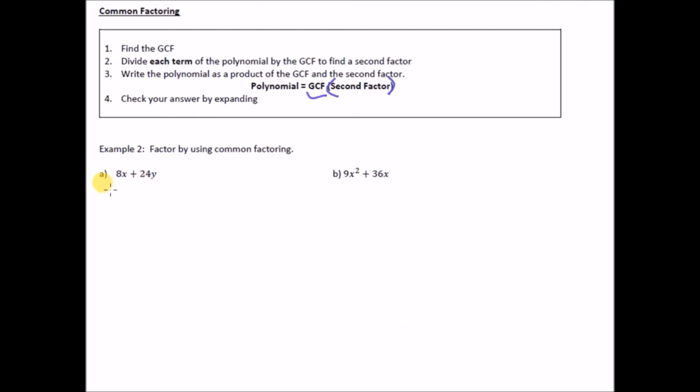Okay, so we said the greatest common factor, we did this up above. It here was 8. So what we'll do is divide both of these terms by 8. Okay, so we write our greatest common factor, bracket, what's left over. 8x divided by 8 is x. 24y divided by 8 is 3y.